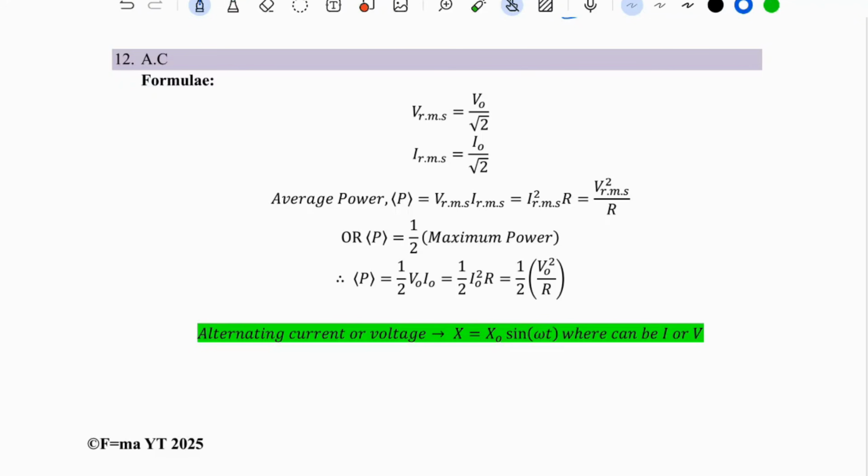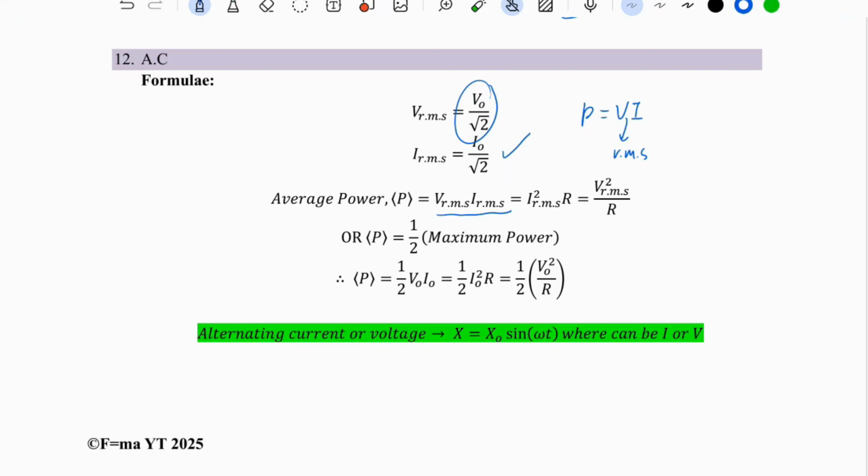Okay, next we have AC, alternating current. So the first formula is root mean square for voltage, which is the maximum voltage divided by square root of 2. And same thing for current, it's maximum current divided by square root of 2. Okay. Then we have average power formula. And since it's the average power, we need to use V root mean square times I root mean square. Ideally, P equals VI, right? So this one just becomes root mean square because we want to find average power.